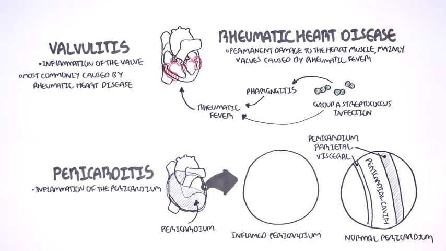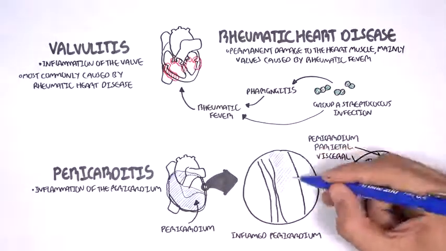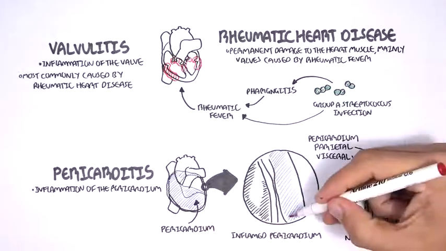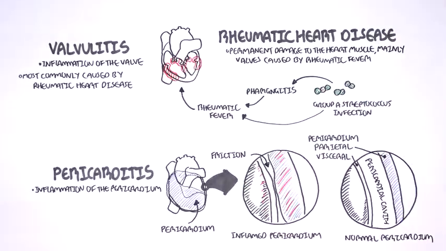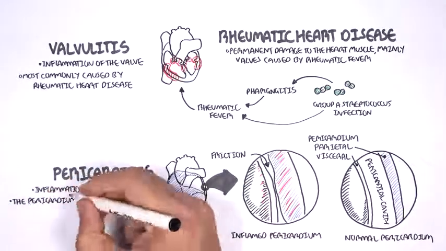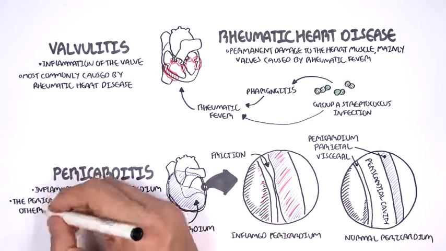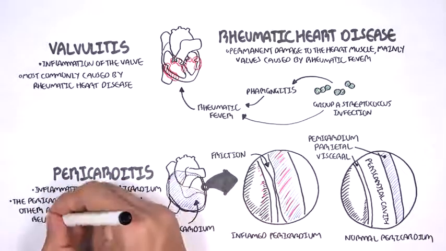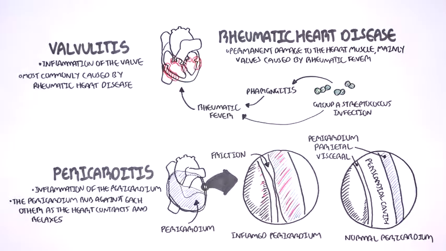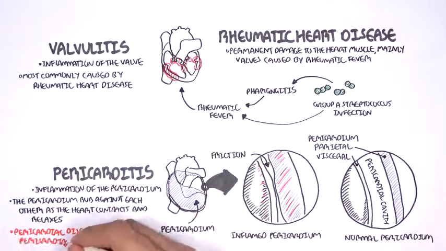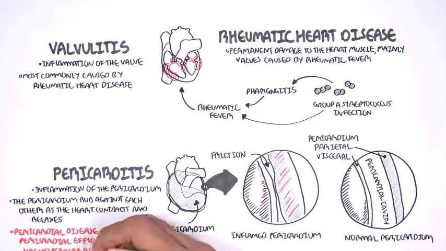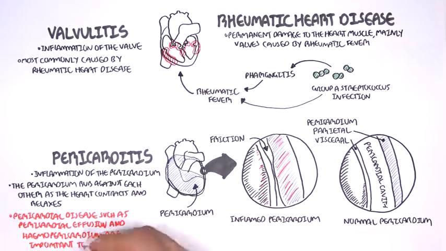In an inflamed pericardium, we have disruption of the pericardial layers, inflammation, with thickening and damage to the pericardium, resulting in friction of the pericardial layers and pain. So the pericardium rub against each other as the heart contracts and relaxes. Other pericardial diseases are pericardial effusion, which can lead to tamponade, and hemopericardium, which is life-threatening.